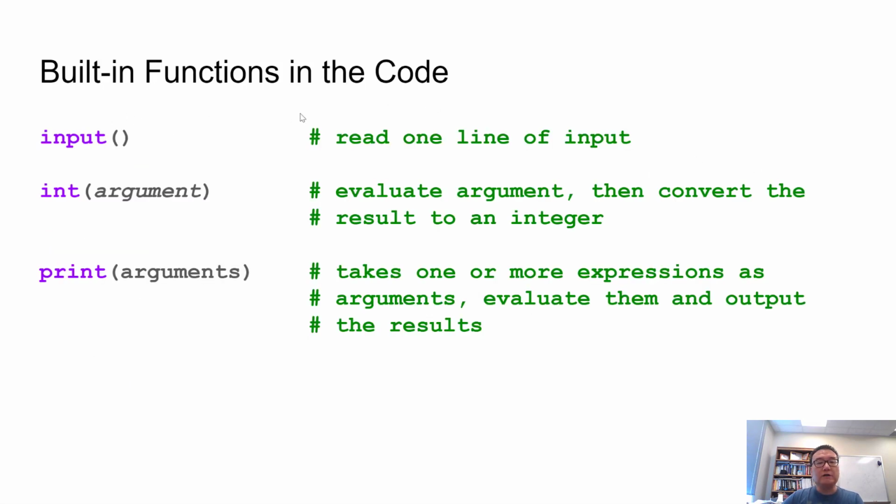So the three built-in functions that we use in the code are these. What input does is read one line of input, and the line will be returned as a string. That is the value of this function. And the int function takes one argument. It will evaluate the argument and get a value, and then convert that value to an integer. Oftentimes this will be a string value, and we just convert that string into an integer. And print takes one or more expressions as arguments. It will evaluate these arguments and then output the results.